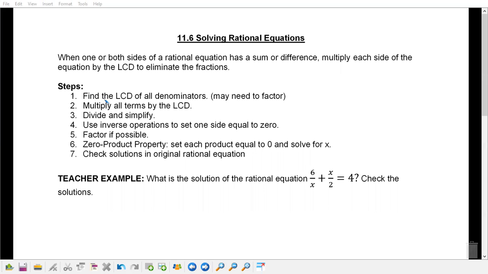So the first thing is we're going to find the LCD of all denominators. May need to factor before. Second, we're going to multiply all terms by the LCD. Third, we're going to divide and simplify. Fourth, we're going to use inverse operations to set one side equal to 0. Fifth, factor if possible. Sixth, we're going to use the zero product property, set each product equal to 0 and solve for x. And then seventh, we're going to check solutions in the original rational equation. Seven is always there if you're unsure. Like, did I do it right? I don't know.